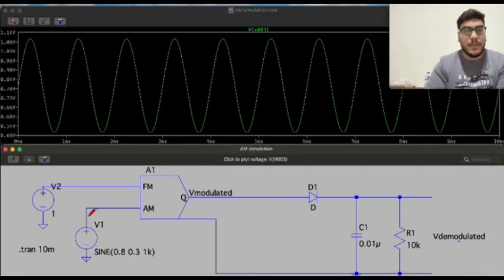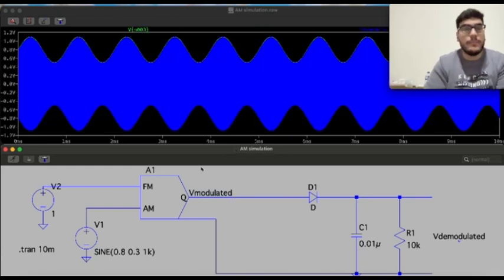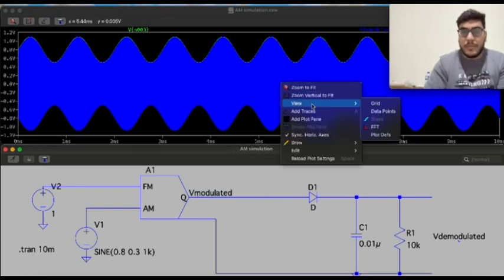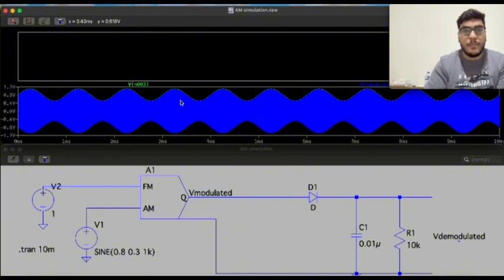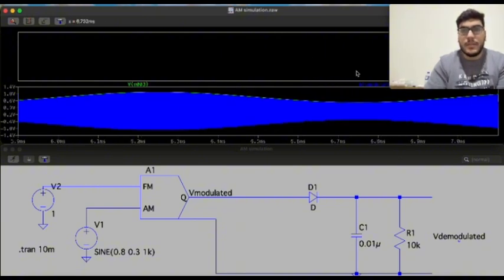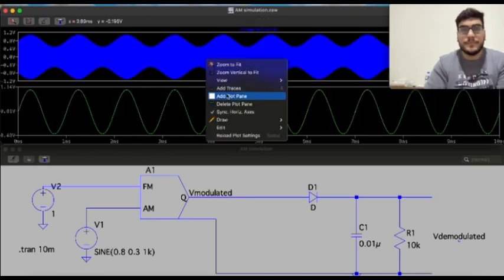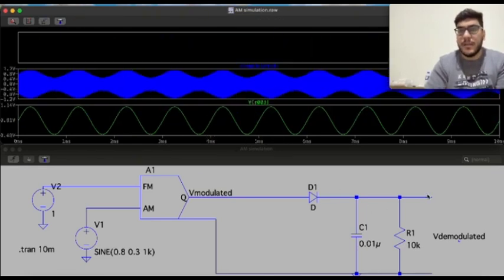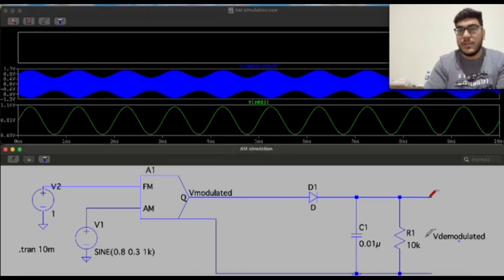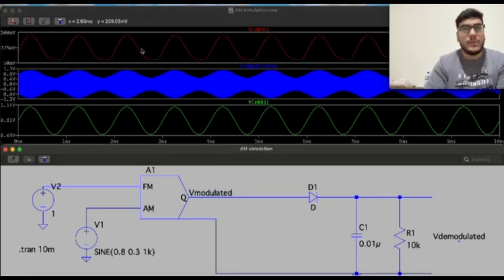First of all, we have the VIN signal, and after it's multiplied by the carrier signal, it's going to look something like this. It has an upper and lower part. I'm going to separate them. This is the V input, and this is the modulated signal. And lastly, we have the demodulated signal using the RC filter, which is going to look something like this.